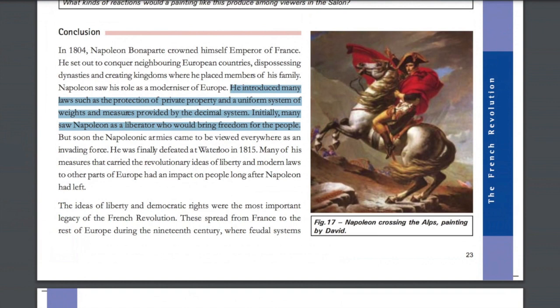Many of his measures that carried the revolutionary ideas of liberty and modern laws to other parts of Europe had an impact on the people after Napoleon had left. So when his ideas reached other parts of Europe, people were inspired by his revolutionary ideas. So that is all about Napoleon, nothing much. His period was also only 11 years. In 1804 he crowned himself Emperor of France, and then in 1815 he was defeated at the Battle of Waterloo.